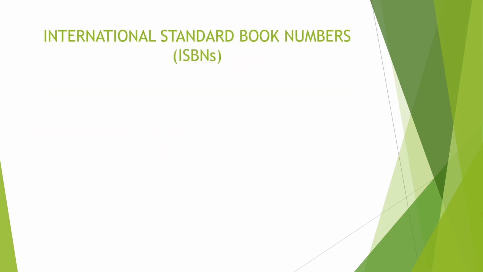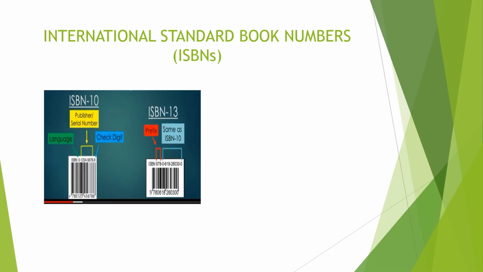Let's move on to International Standard Book Numbers, or ISBNs. I have here ISBN 10 and ISBN 13. Let's start with ISBN 10. The first digit 0 indicates the language or the country where it was published. Then the next few digits indicate the publisher and the specific book, or its serial number. Then the last digit is the check digit.